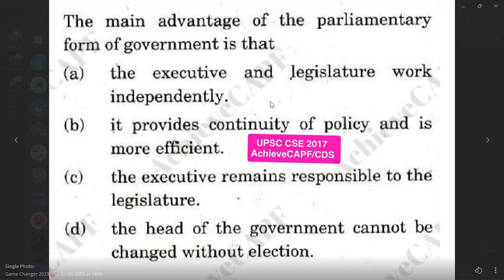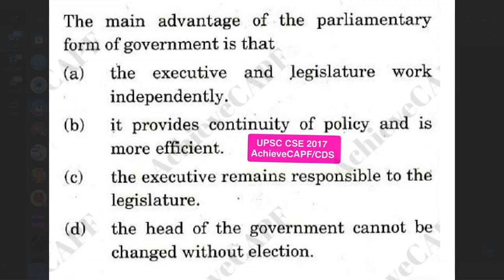Next. D. The main advantage of parliamentary form of government is that executive and legislative work independently. It provides continuity of policy and is more efficient. Okay, the legislature remains responsible. Executive remains responsible to the legislature. C answer. The head of the government cannot be changed without election. C answer.